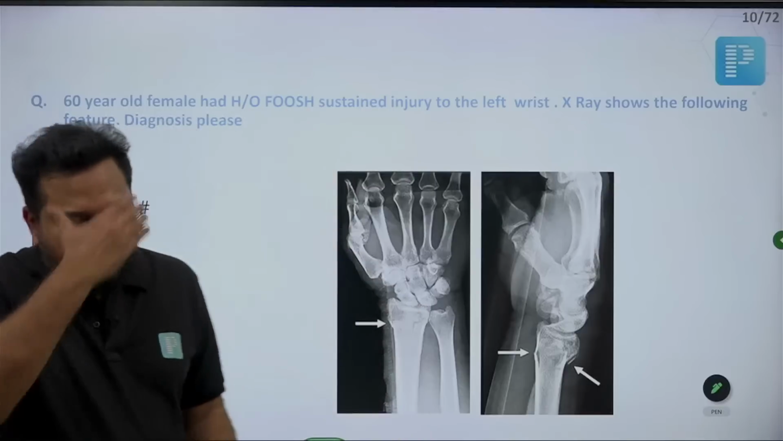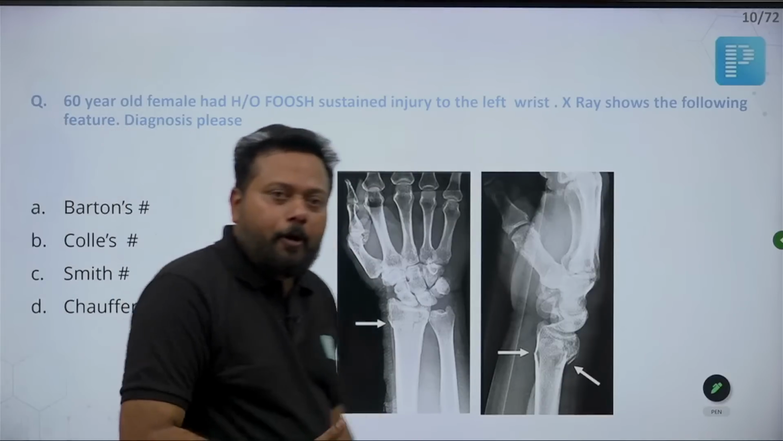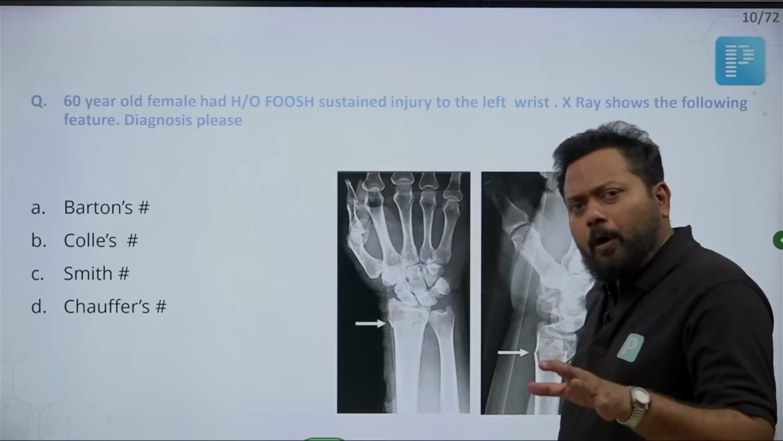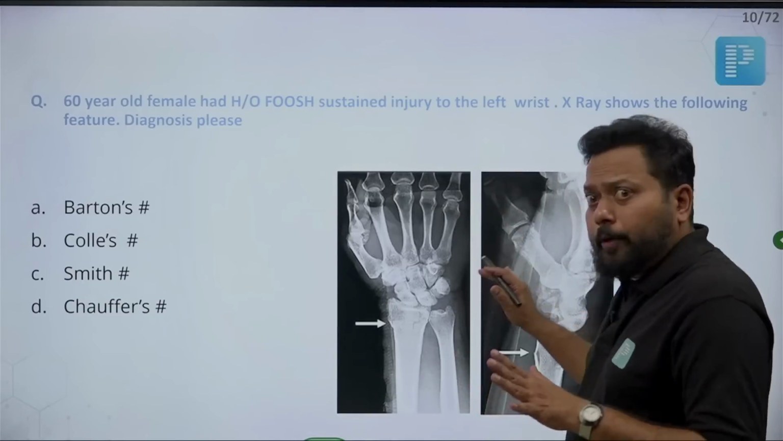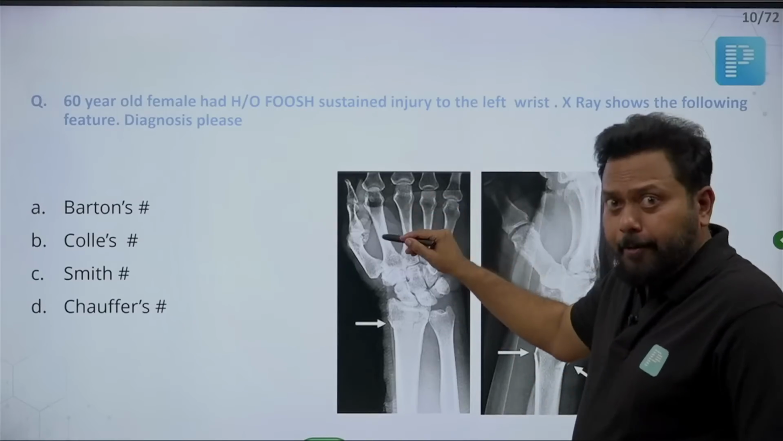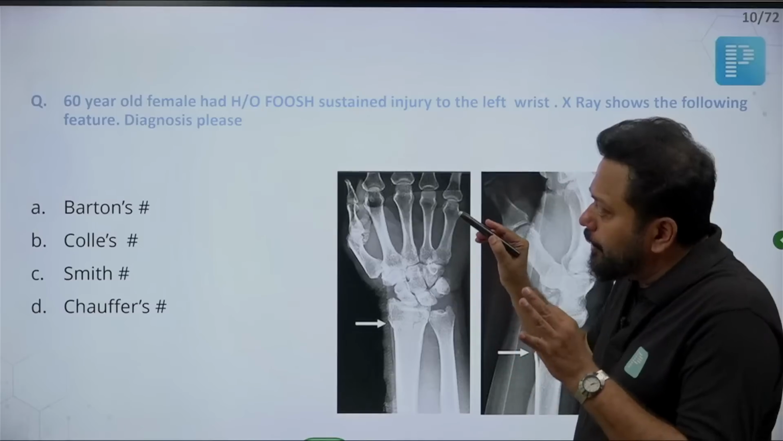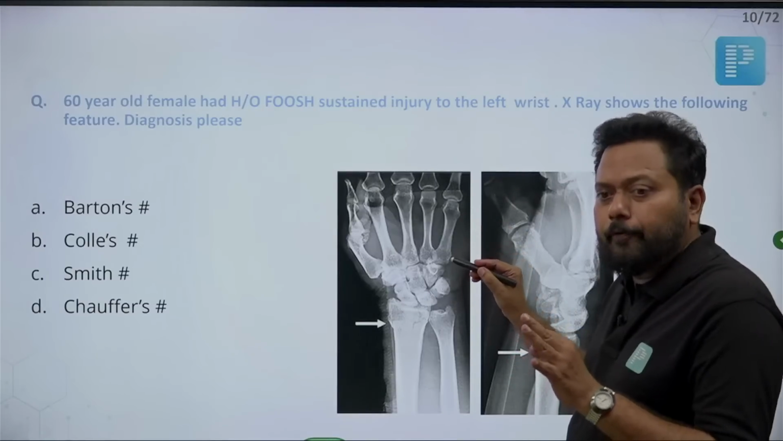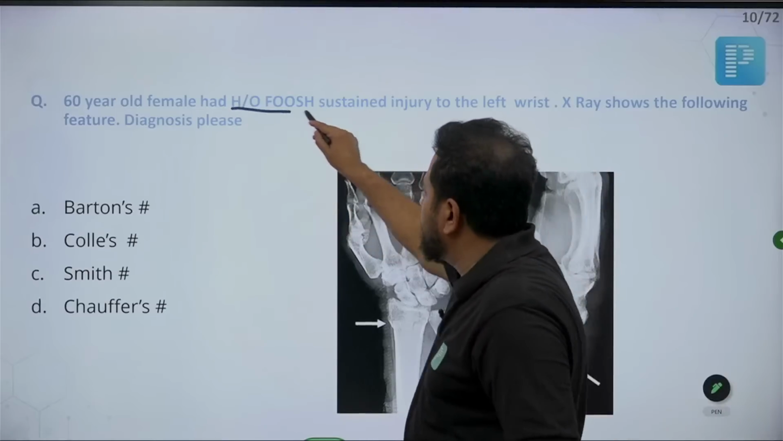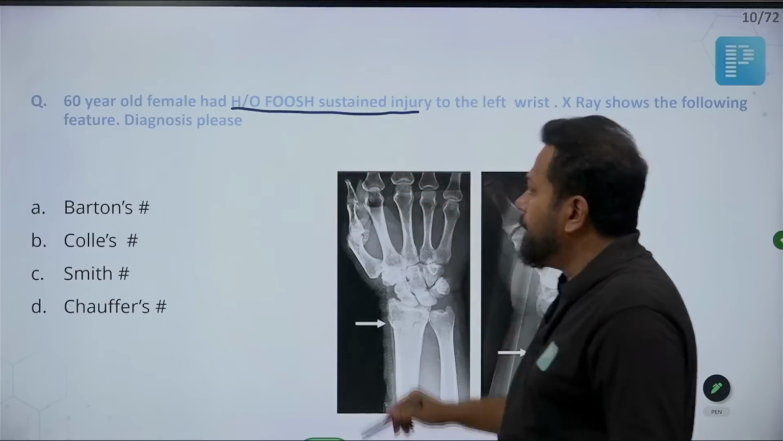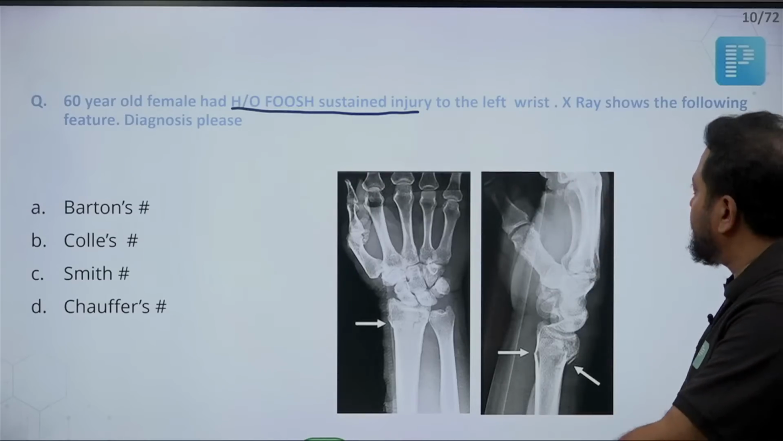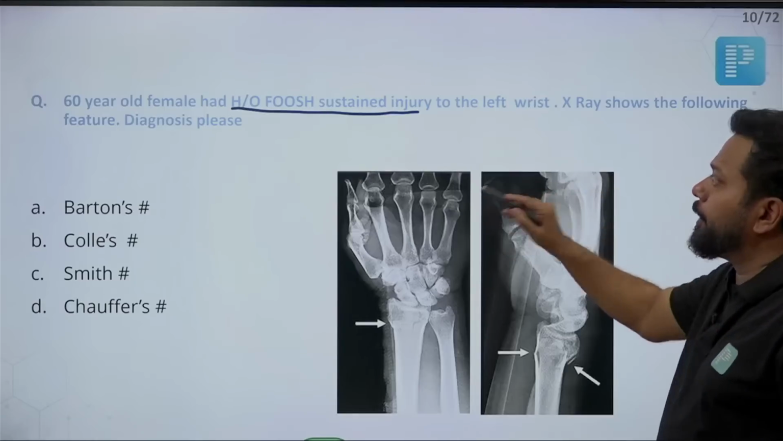Next question. Again, very, very important topics. All are very important topics. Only the NEET INI-CET questions I am discussing. So this is very important. Again, you concentrate. A 60-year-old female had history of fall on outstretched hand. Sustained injury to the left wrist. X-ray shows the following feature.